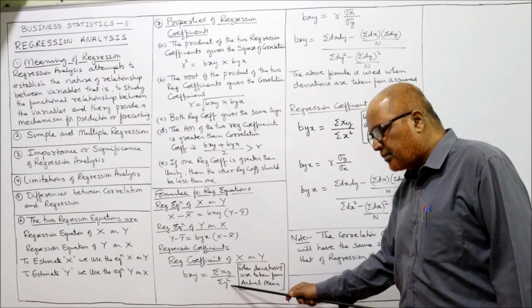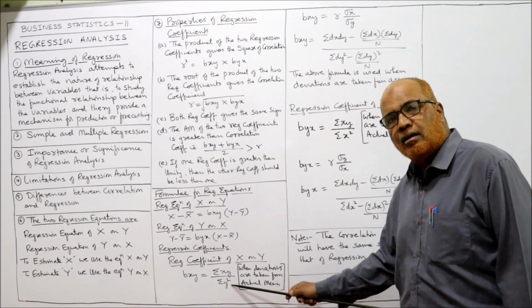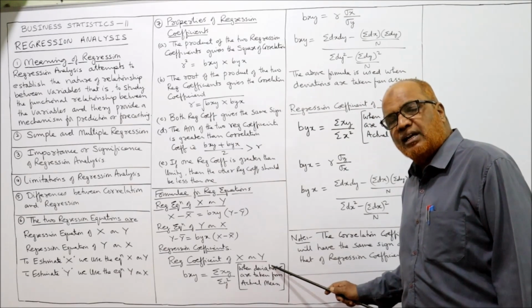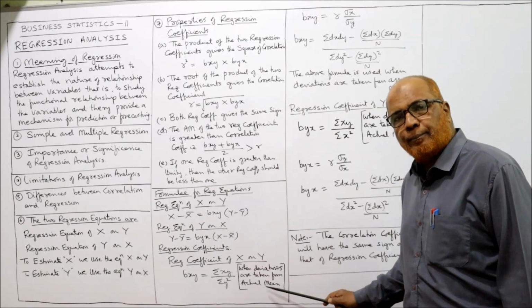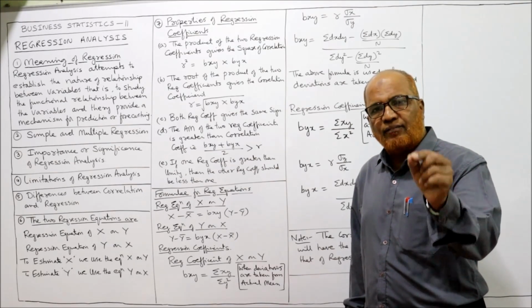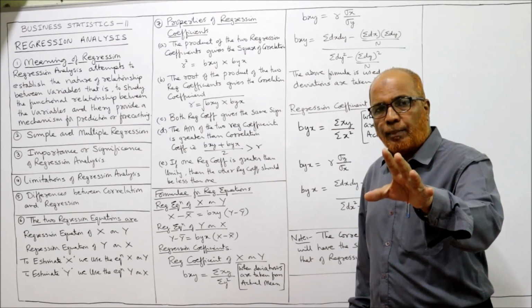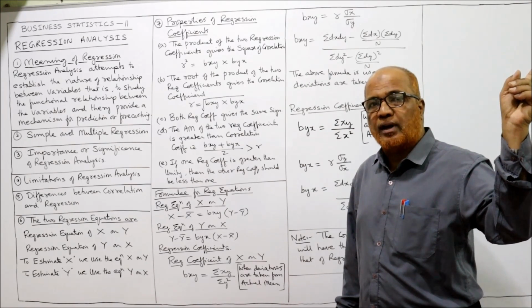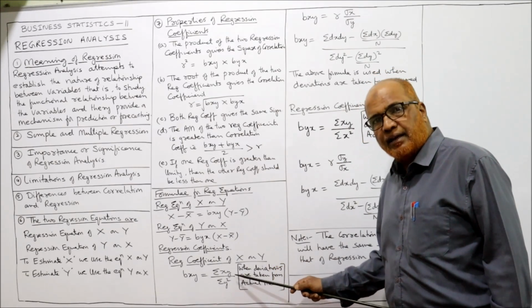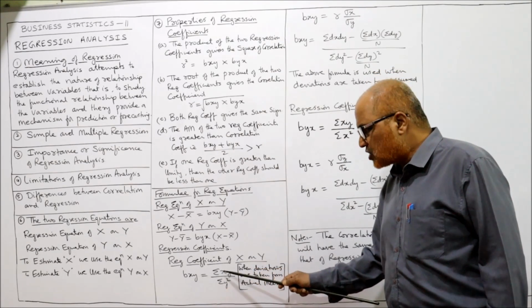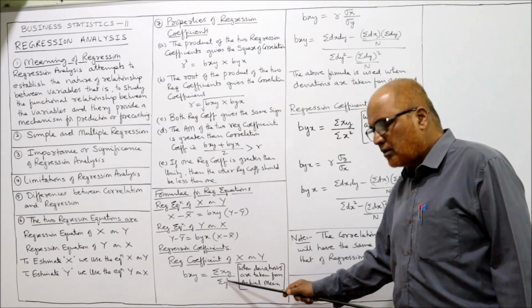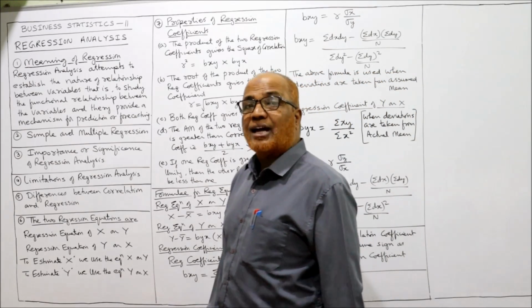Summation xy divided by summation y square. But this formula will be used when the deviations are taken from actual mean. When deviations are taken from actual mean, this is the formula. So again I repeat, if you want the perfection, go to the problems which I have already given. In those problems I have applied this formula. So bxy is summation xy by summation y square when deviations are taken from actual mean.